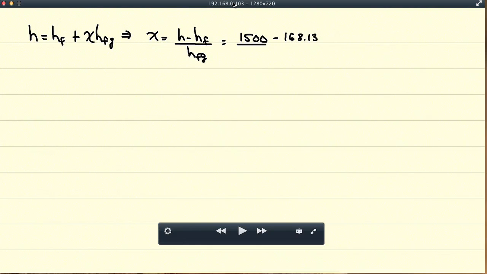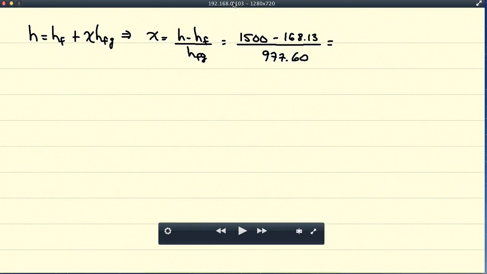And then the HFG is the difference between Hg and HF, but that's also tabulated for us in table A4E. So I'm just going to write that down so that I have one less computation step. That's tabulated as 977.60 BTU per pound mass. If you're wondering where I got that number from, just look back in the same table where we came up with the 168.13 BTU per pound mass and the 1145.7 BTU per pound mass, and you'll see between those two numbers is the 977.60.